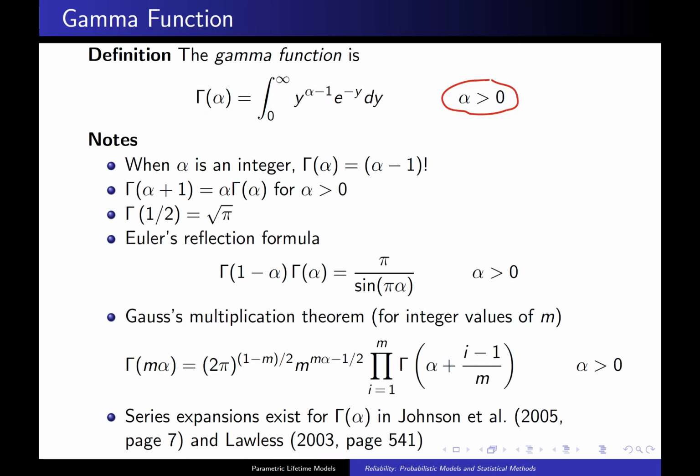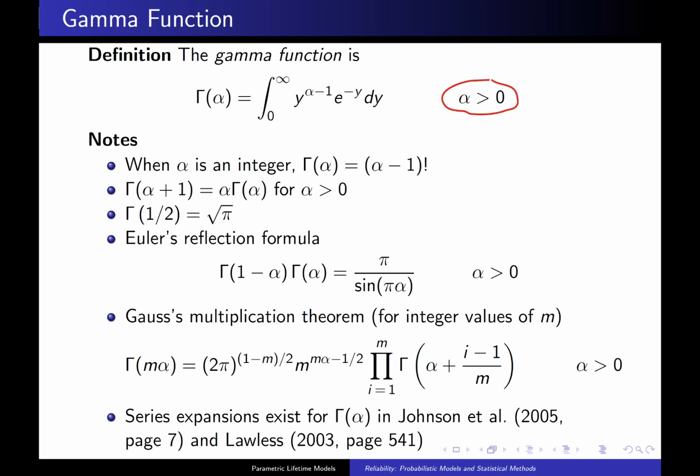Here are some notes on the gamma function. First of all, when alpha is an integer, gamma of alpha becomes alpha minus 1 factorial. So it turns out the gamma function is a smoothing of the factorial function. We'll see a picture of that on the next page. Second result, gamma of alpha plus 1 is alpha times gamma of alpha for alpha greater than 0. Third, gamma of 1/2 is the square root of pi.